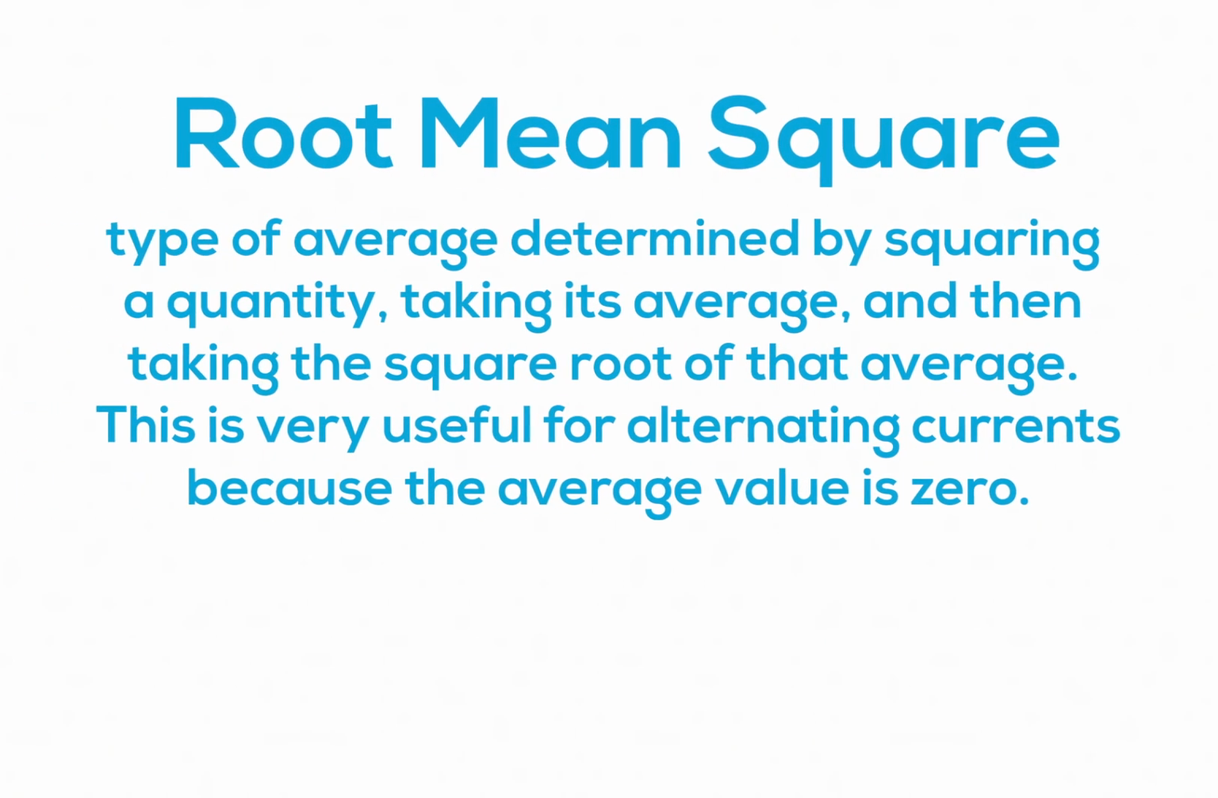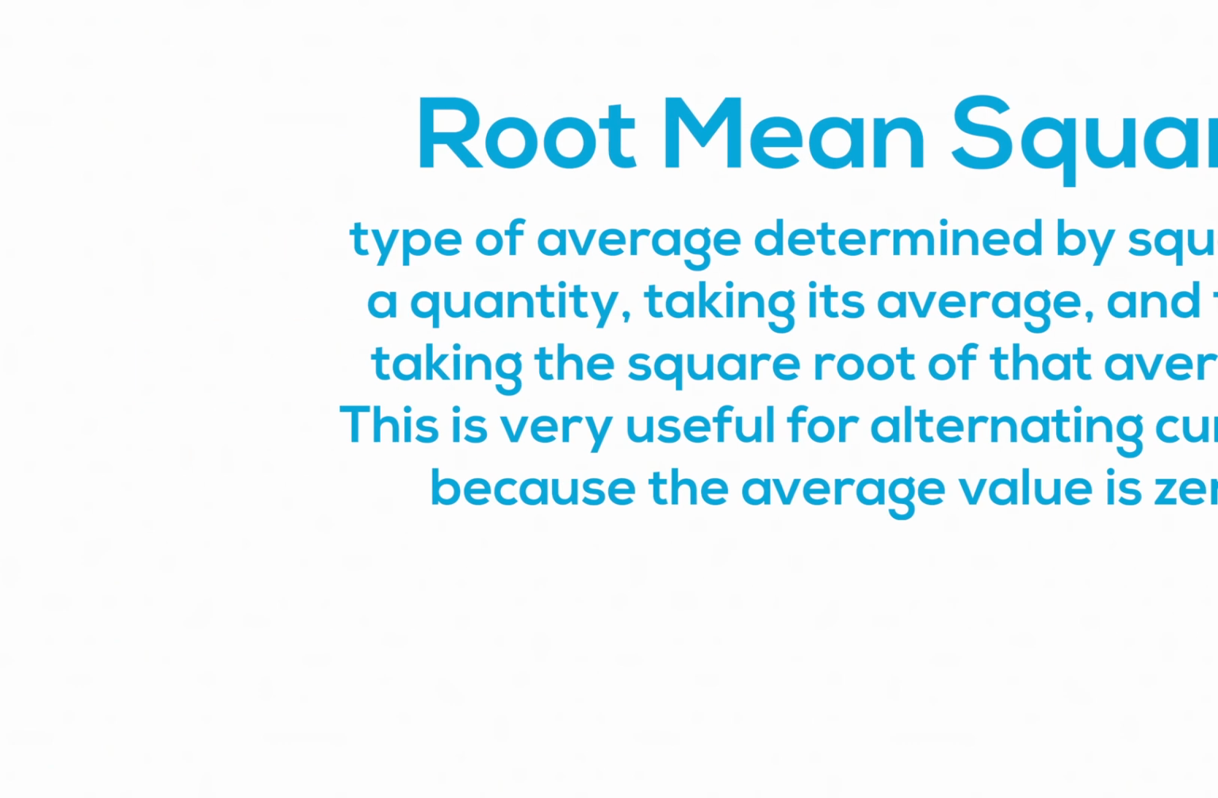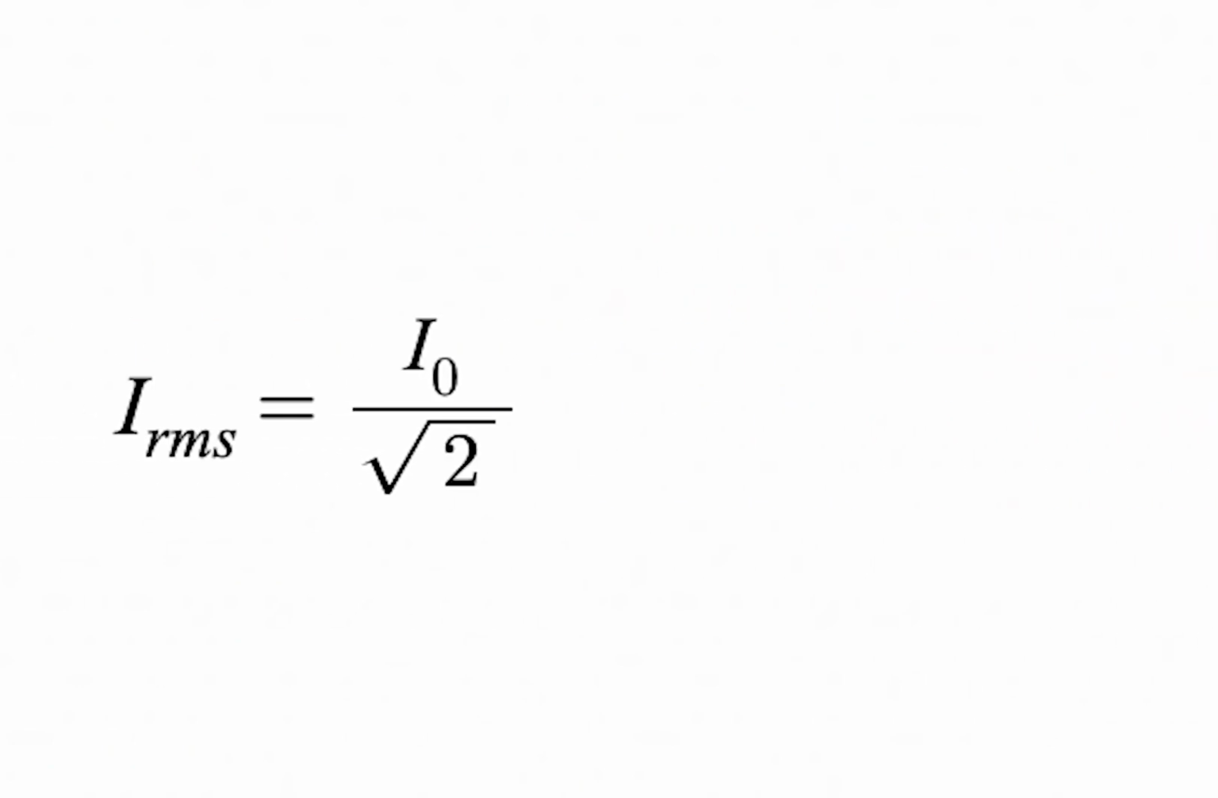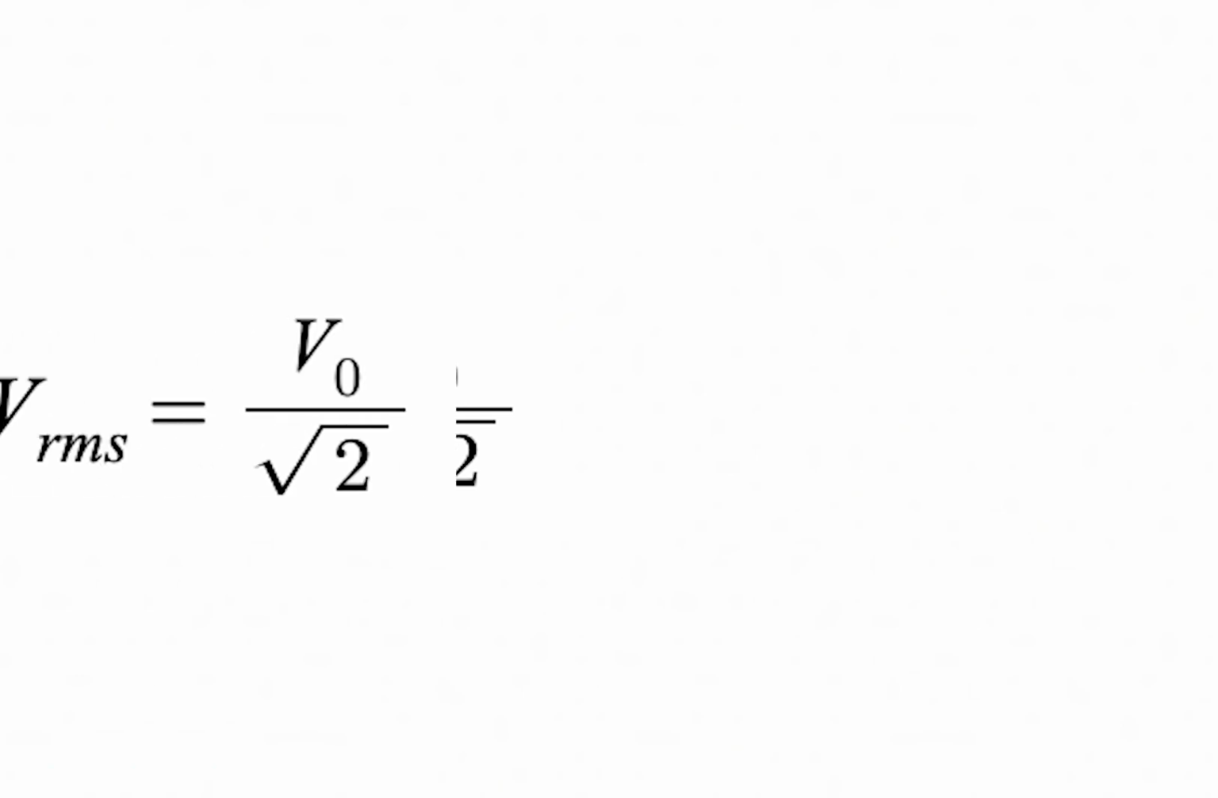Let's use RMS current to represent the average current and RMS voltage to represent the average voltage. By the way, RMS stands for root mean square, which is a type of average determined by squaring a quantity, taking its average, and then taking the square root of that average. This is very helpful for alternating currents because the average value is 0. So RMS current and RMS voltage are defined as such.